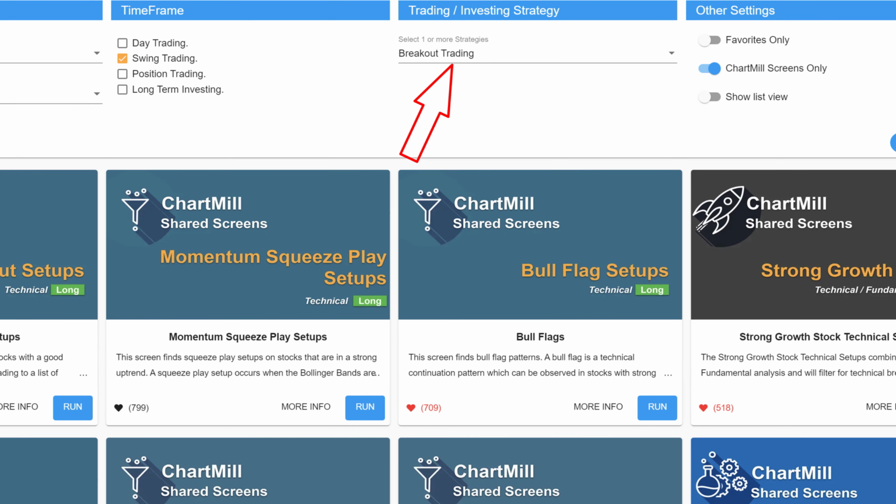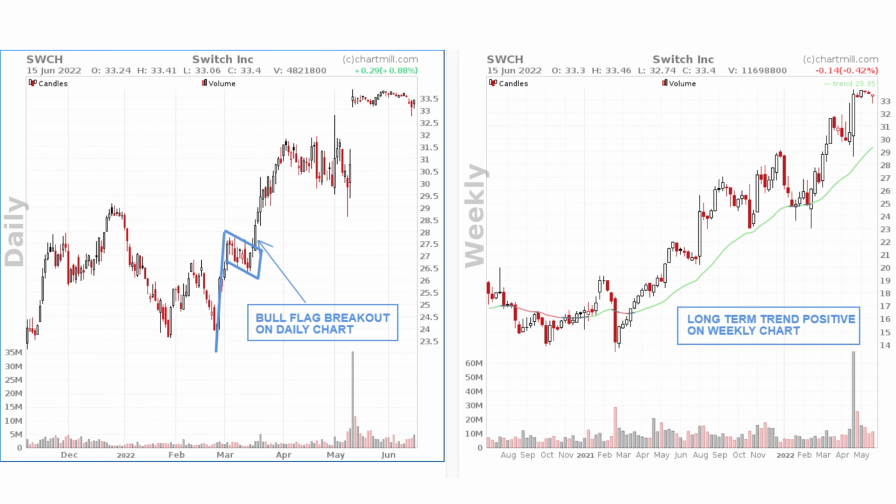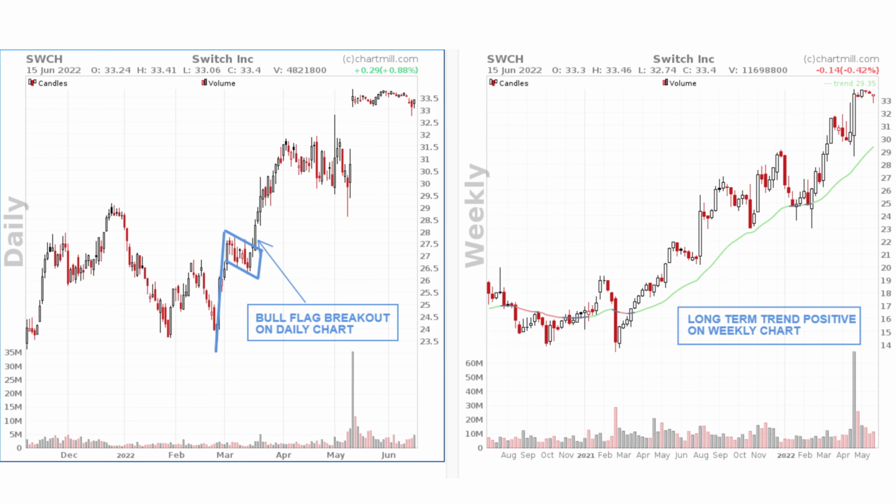Positions can also be taken based on technical price patterns. A bull flag is a technical continuation pattern which can be observed in stocks with strong uptrends. The pattern takes shape when the stock retraces by going sideways or by slowly declining after an initial big rise. This screen tries to recognize this specific pattern. In a long-term upward trend, a breakout from such a bull flag pattern is considered as a buy signal. There is a separate video available about the bull flag pattern, from which the link is now appearing on your screen.